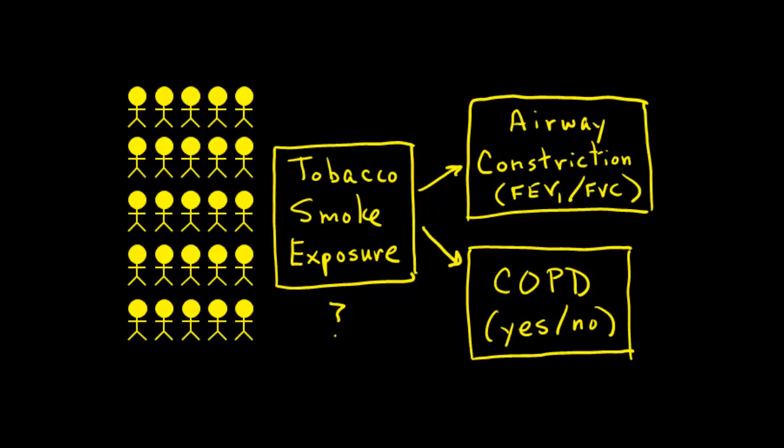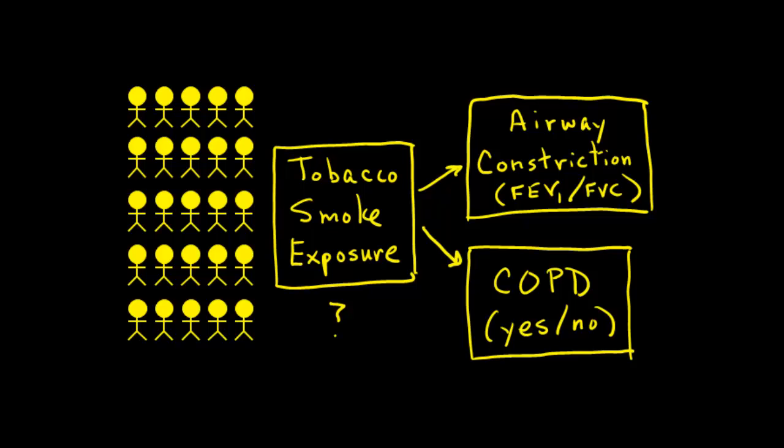For the continuous measure, I chose airway constriction, which is going to be measured by the ratio of FEV1 to FVC. And for the binary measure, I chose chronic obstructive pulmonary disease, abbreviated COPD, and it is either yes or no for each person. Now, I decided that I wanted to use some measure of tobacco smoke exposure as the cause in my model, or the exposure variable.